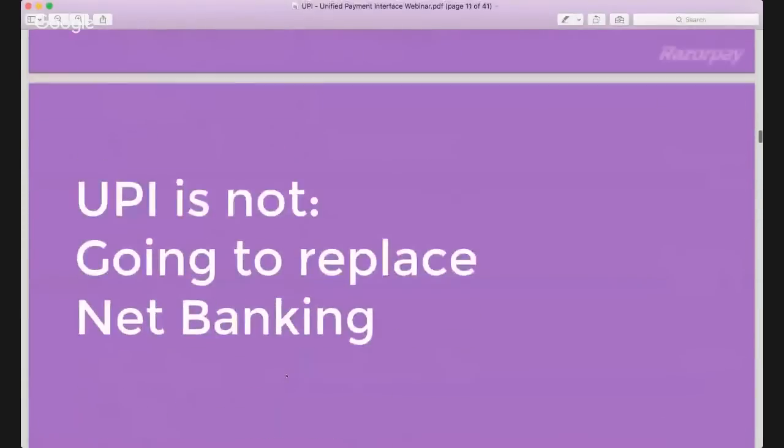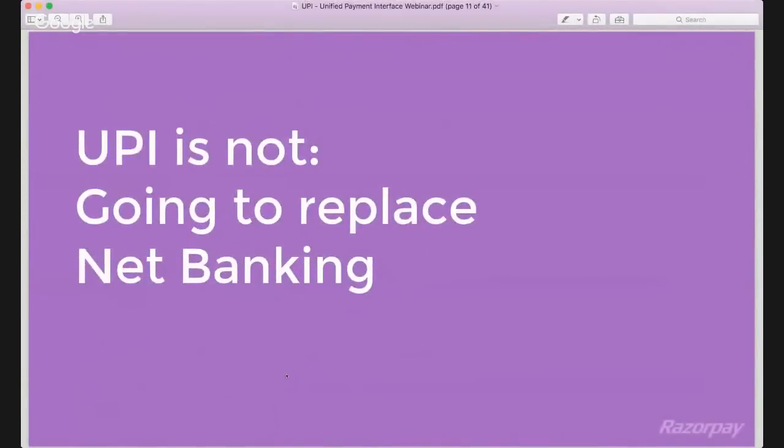The next thing that UPI is not, it's not going to replace net banking. You'll still have to use your Internet Explorer browsers or whatnot to access your net banking, because once again, UPI does one thing, and it does that one thing really, really well, and that thing is money transfer. It will not replace net banking because of the very reason that net banking is not just money transfer. It's a lot of other things.